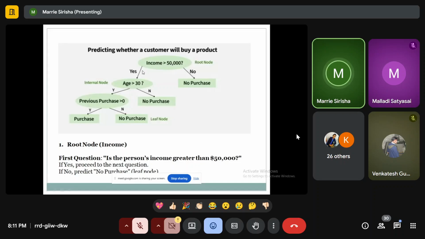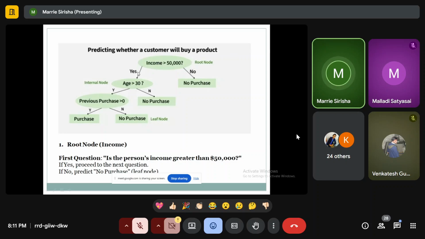If he will purchase, again you have another condition. That is, if his age is above 30, age 30 above unda leda. If above 30 unte, he will purchase. Or if it is below 30, he won't purchase. Next, yes, age కూడా above 30 ఉంది. So previous purchase ఏమైనా చేశాడా? Yes. If yes, he purchased. And previous ఏం చేయలేకపోతే no, not no purchase. So this is how the decision tree works.